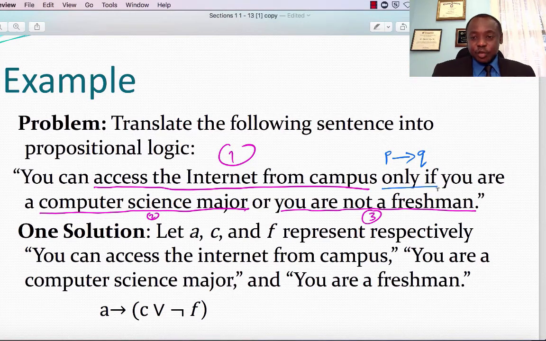So life is good. So what comes before only if? Access the internet. So if A is access the internet, then that will be A implies. What comes after only if? You are a computer science major or you are not a freshman. Again, that is together because they all appear after only if. So we have C or not F. So you can have access from campus if you are a computer science major or you are not a freshman.